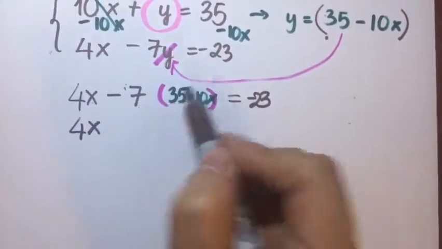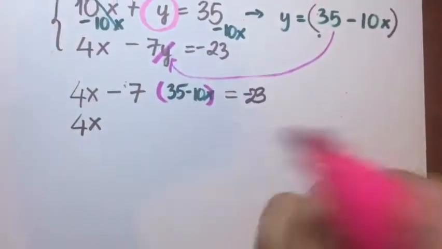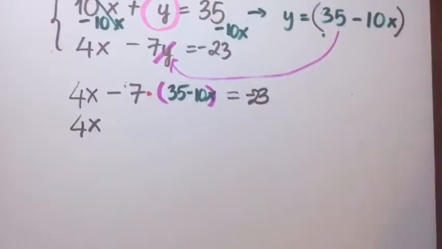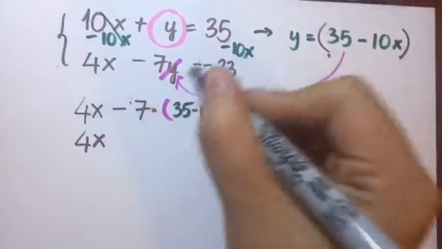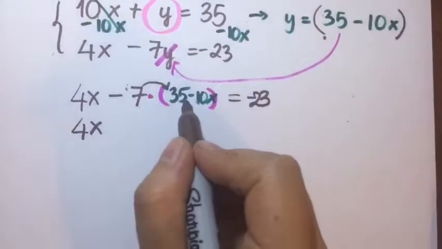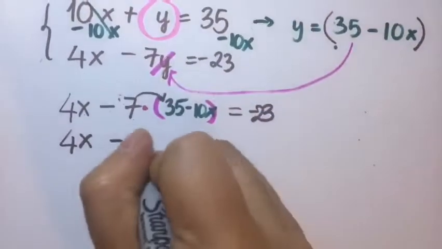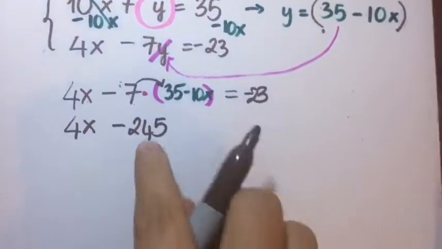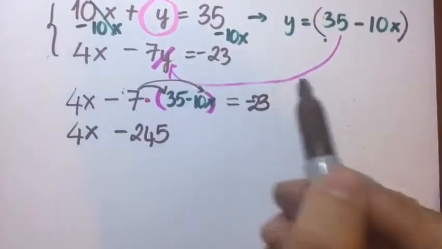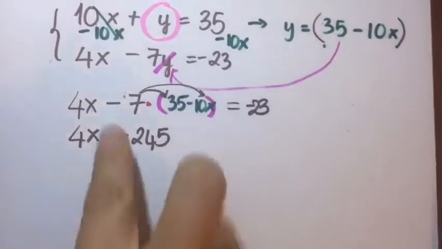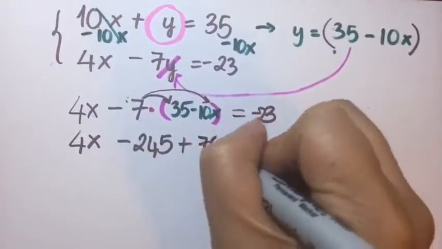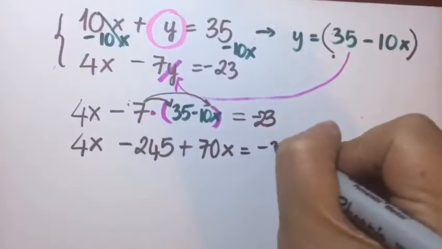Now I have the 7 and the parentheses, so I need to distribute. The 7 in front of the parentheses means multiplication. So I'm going to distribute the negative 7 into each of the terms inside the parentheses. Negative 7 times 35 will give you negative 245. Again, negative 7 is distributed to the second term, which is negative 10x. A negative times a negative will give you a positive. 7 times 10 gives you 70x, equals negative 23.